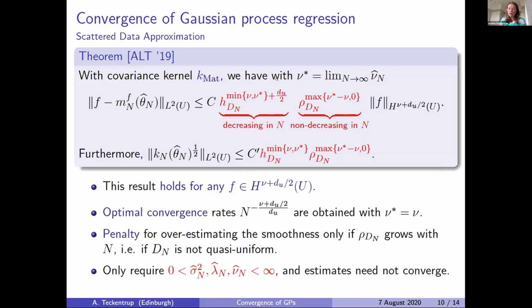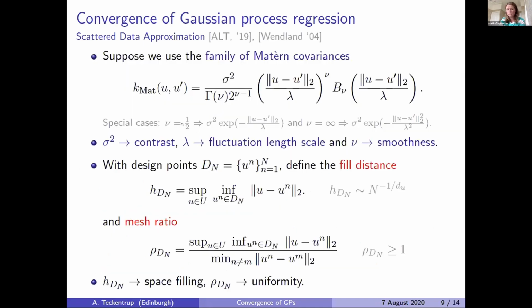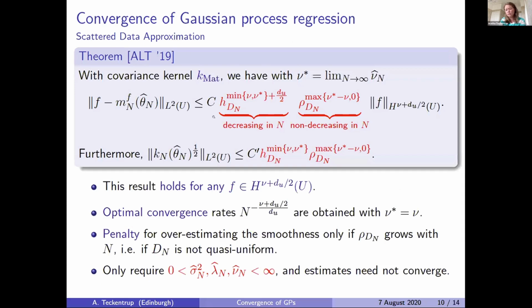Okay? And then you have these two terms here. So one involves the fill distance and one involves the mesh ratio, which is why I introduced them on the previous slide. And then you can see that the rates that you get really only depend on the smoothness parameter. Okay? So the lambda and the sigma squared that we had actually only go into the constant. So how you choose this correlation length and how you choose the contrast, that only goes into the constant. What influences the rates is only the smoothness. So that's something that you might expect, how many derivatives your f has and how many derivatives your basis functions have. And that's what's going in.